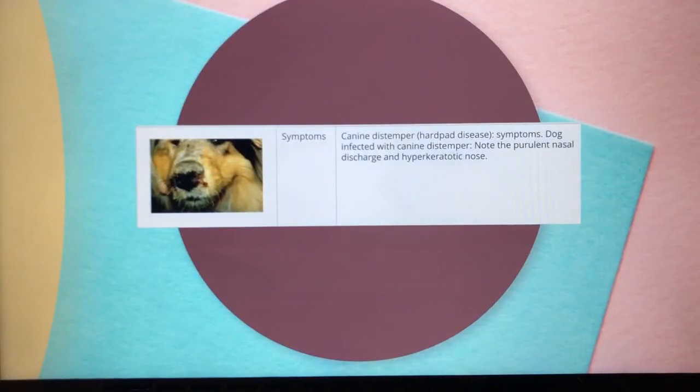And then here I just have a picture of the hardened nose on this poor little pup and the nasal discharge that you can see there. So that's what that would look like.